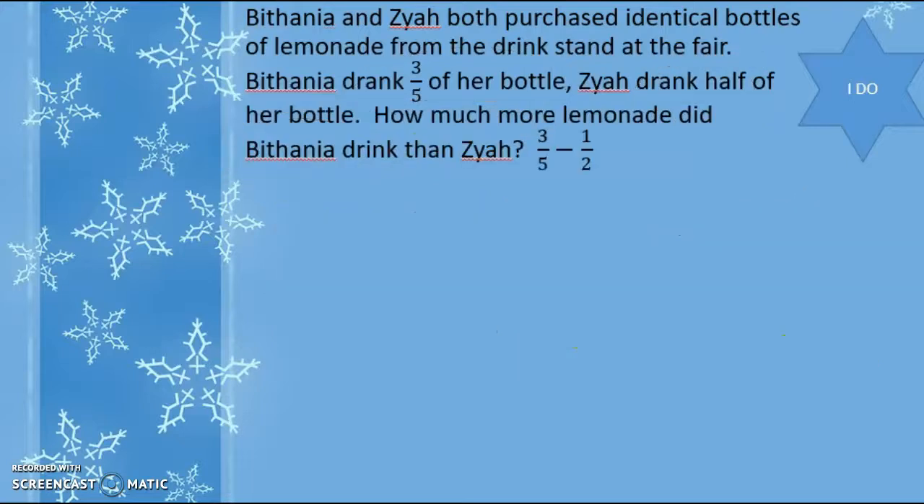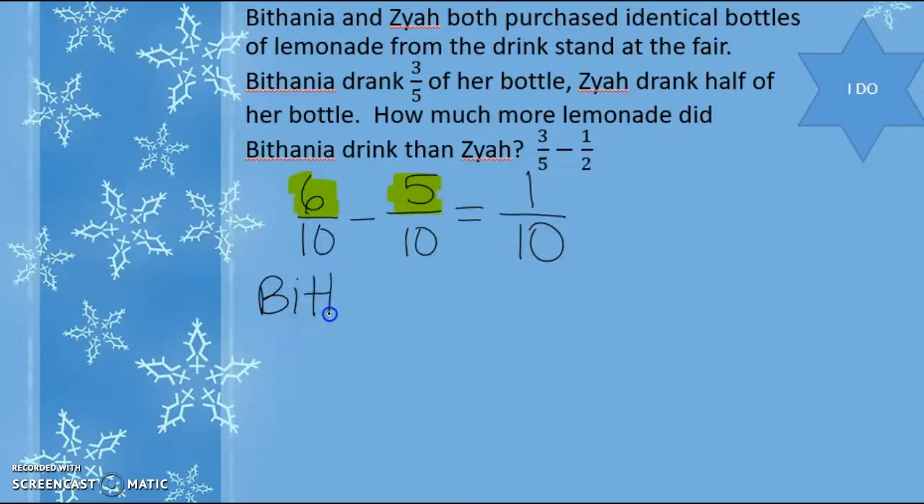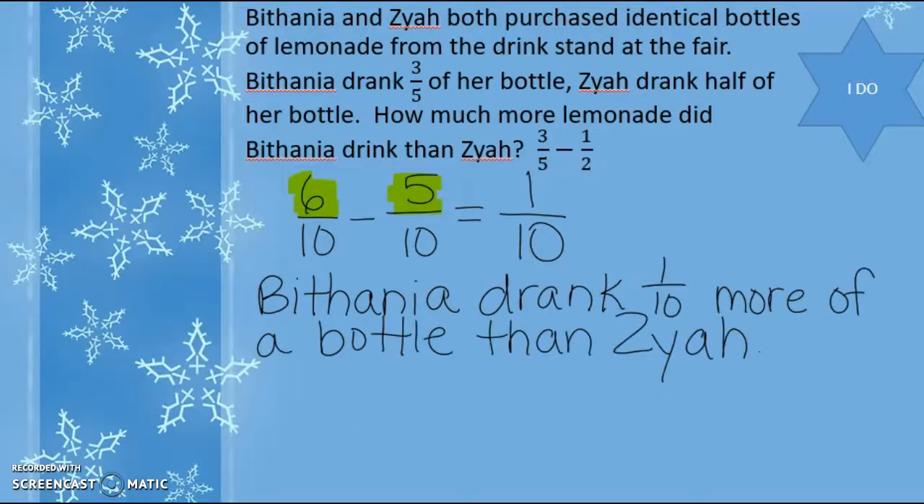Same process. If we were subtracting, we would still find the least common multiple, which we know is 10. So 3/5 is 6/10 minus 5/10, which is 1/2. And we would just subtract the numerators. 6 minus 5 is 1. So 6/10 minus 5/10 is 1/10. So how much more lemonade did Bethania drink than Zaya? Bethania drank 1/10 of a bottle more than Zaya. I'm going to pause the video and write all of that for you. So again, Bethania drank 1/10 more of a bottle than Zaya.